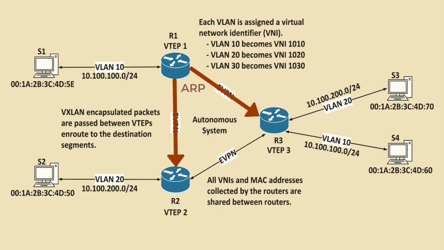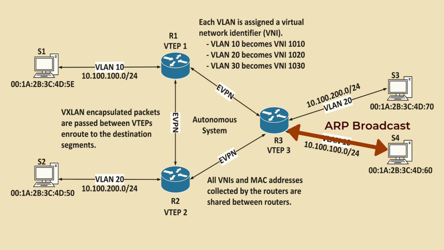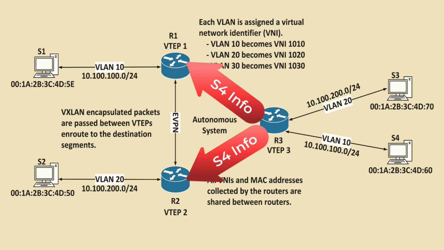In this example, R1 will send an ARP broadcast to local ports connected to VLAN 10-VNI1010 and R2 and R3. The VTEPs connected to VLAN 10 send an ARP broadcast out locally to determine the location and MAC address of the destination server. In this example, R3 determines the IP MAC address combination for S4 and sends it to R1 and R2. R1 and R2 add the information to their EVPN tables.